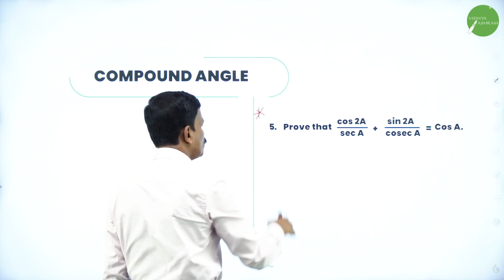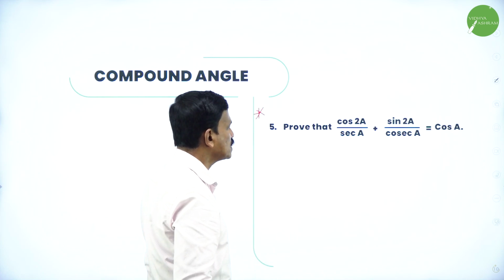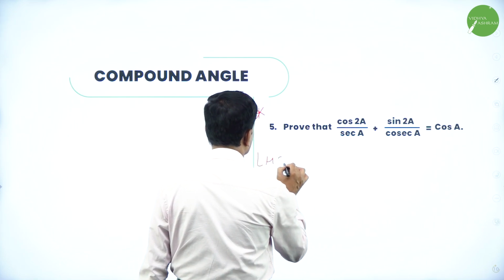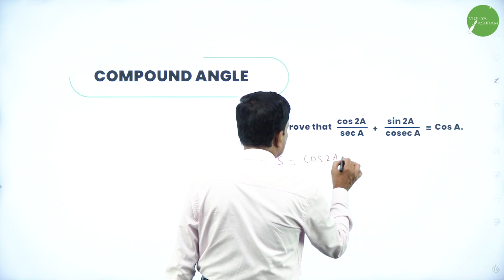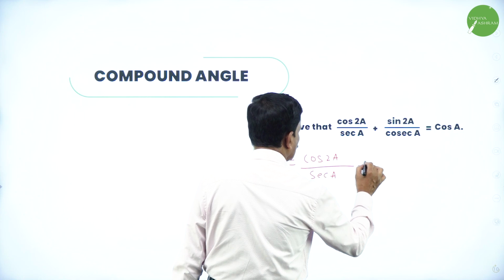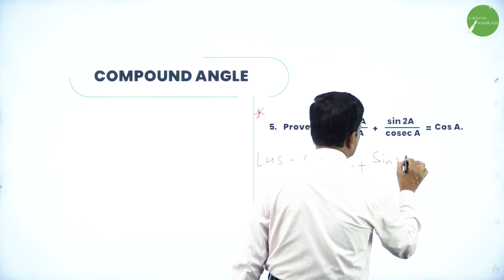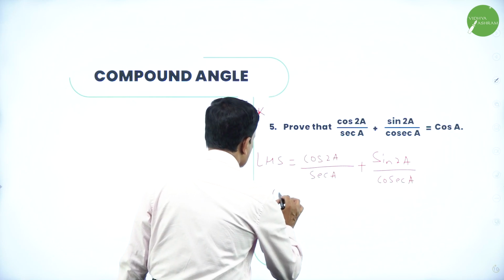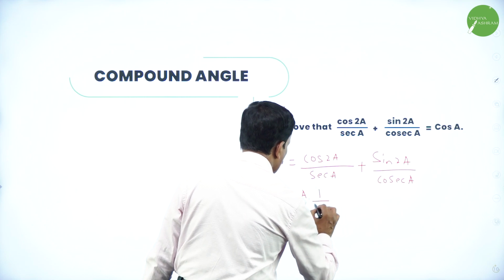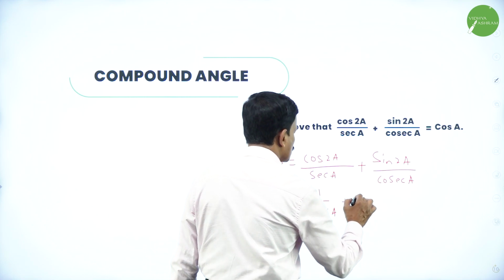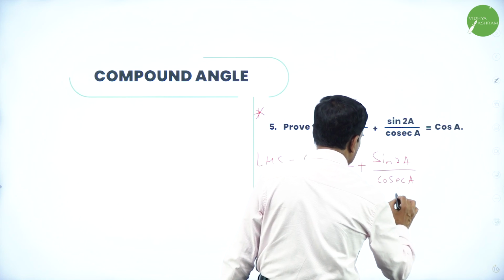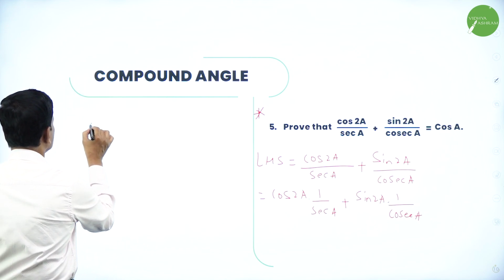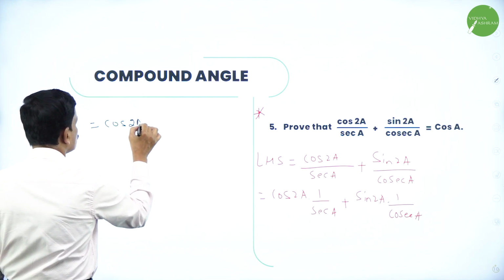This is also an important problem. Prove that cos 2a divided by secant a plus sin 2a divided by cosecant a is equal to cos a. Very simple problem. Take LHS. What is LHS? Cos 2a divided by secant a plus sin 2a divided by cosecant a. Now this can be written as cos 2a into 1 over secant a, plus sin 2a into 1 over cosecant a.